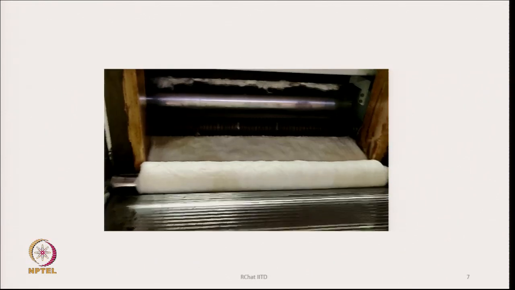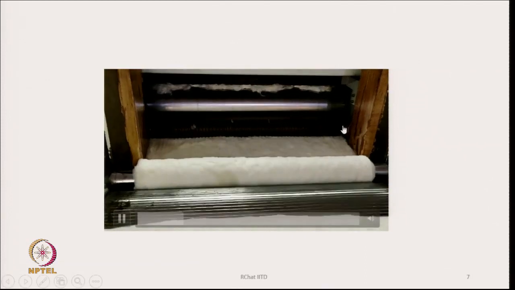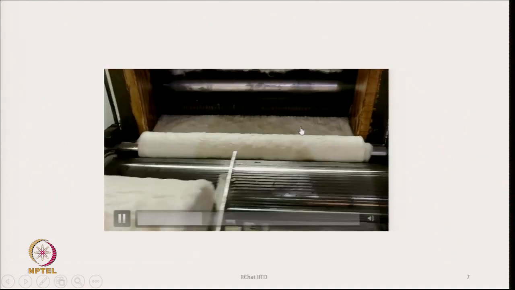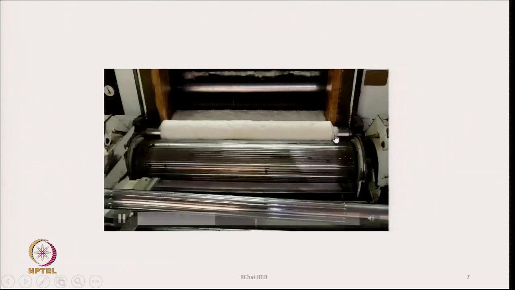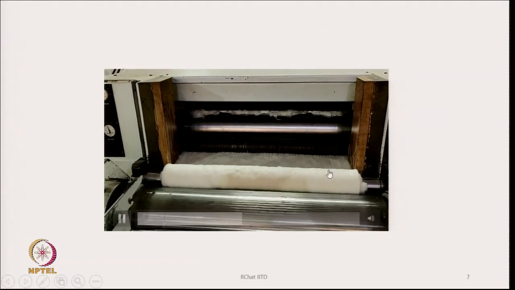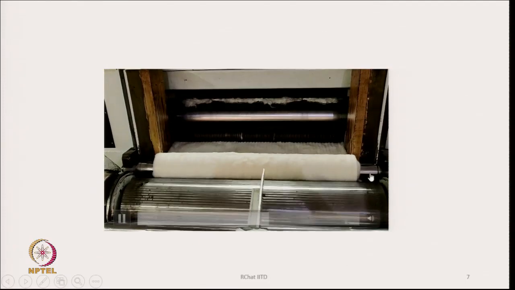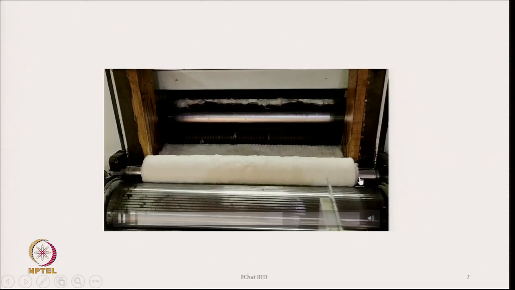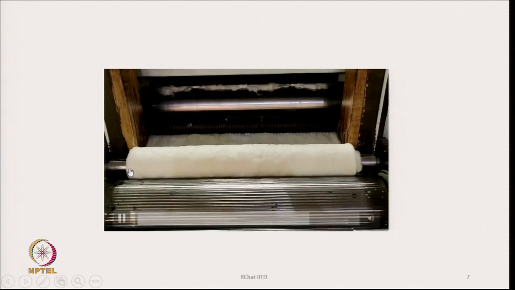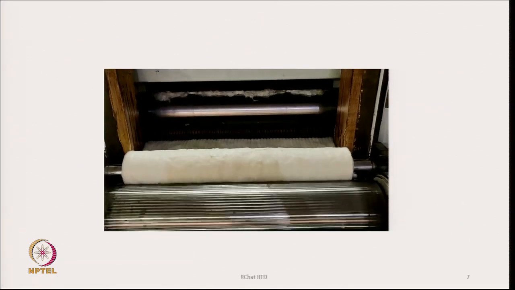So, we see the lap is being delivered by the calendar rollers here, and you see it is moving out from the calendar rollers, and you see the shell roller over here. The sheet is being wound around the lap spindle. The lap spindle is this steel colored spindle, which is visible here also. So, we are forming the lap.